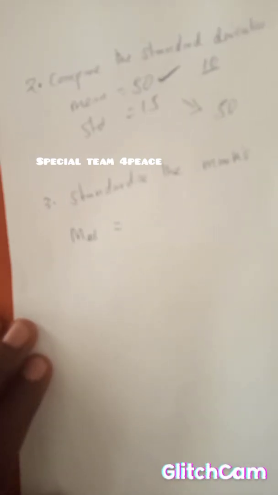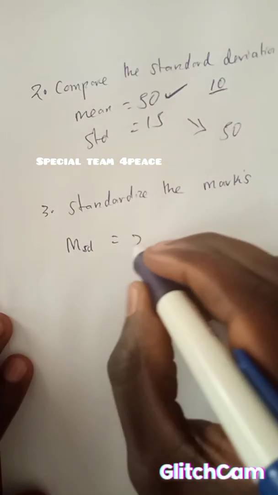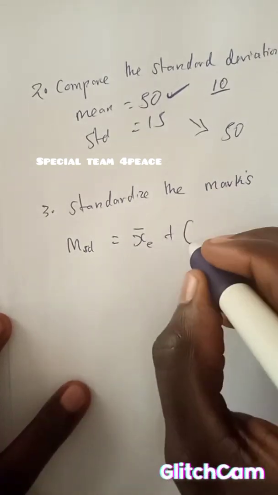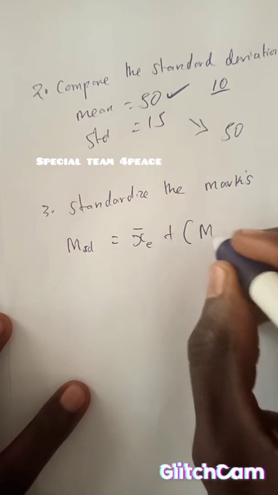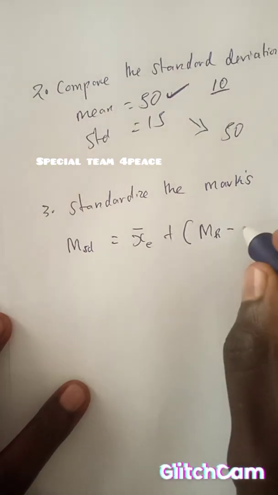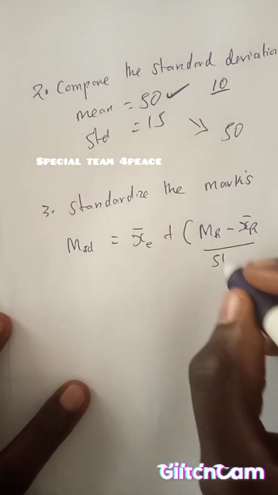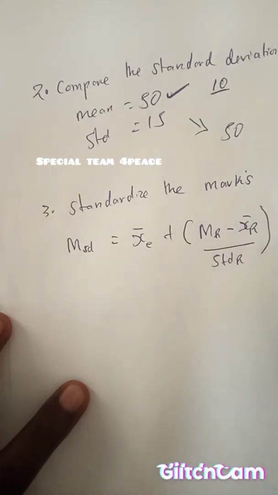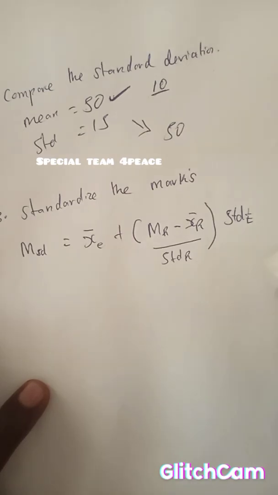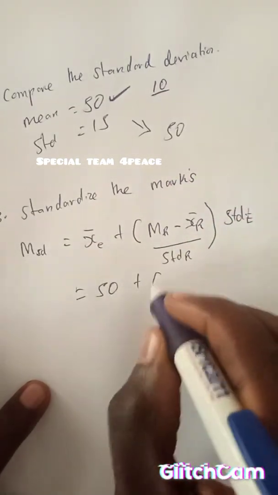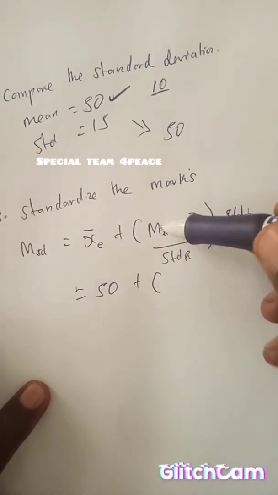So the standardized mark is given by the expected mean, which is 50, plus, in brackets, the raw mark the student has scored minus the raw mean, then divided by the raw standard deviation, then multiplied by the expected standard deviation. Remember, we have said that the expected mean is normally 50, plus the bracket, the mark that the student has scored in that exam.